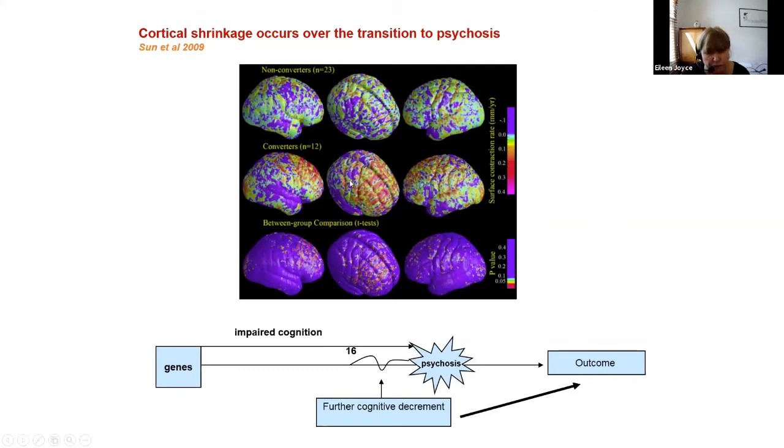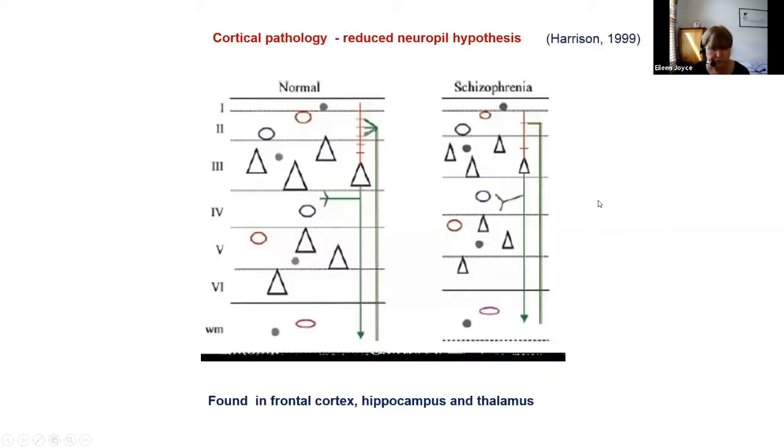And they showed the differences in cortical volume in the non-converters and the converters, seen here as colour maps. And then they subtracted the two groups to find out where the differences lie. And this shows you where the volumes have shrunken in the people that have converted to psychosis. And you can see that there's widespread cortical volume shrinkage, focused mainly on the frontal cortex.